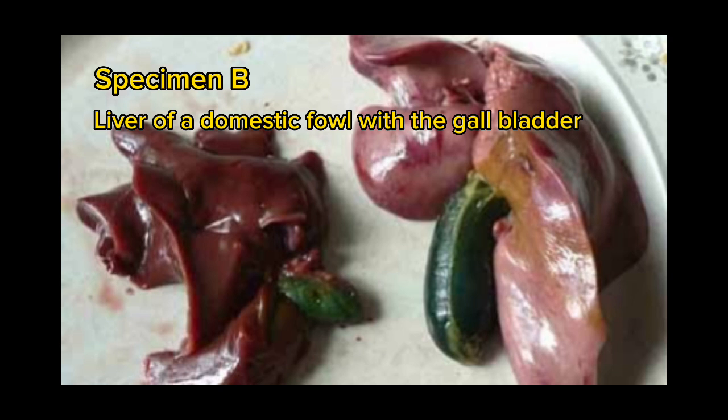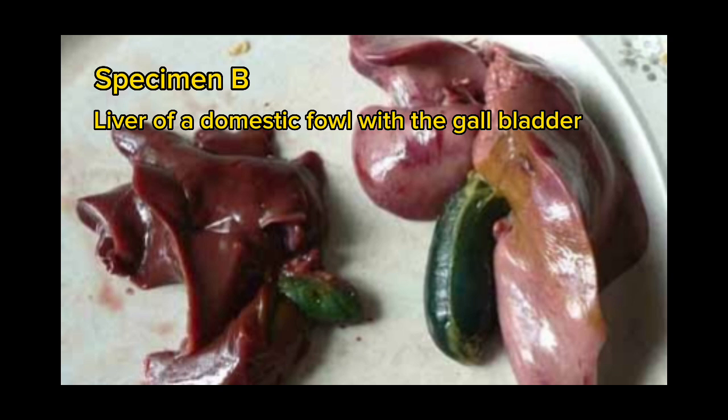Now let me introduce this specimen properly. What is a liver? A liver is the largest organ in the domestic fowl. It is an organ we refer to as a bilobed organ, B-I-L-O-B-E-D. A lobe means a division.